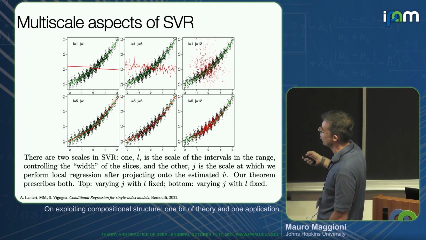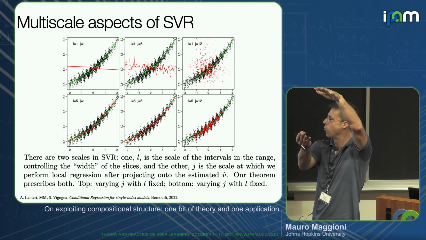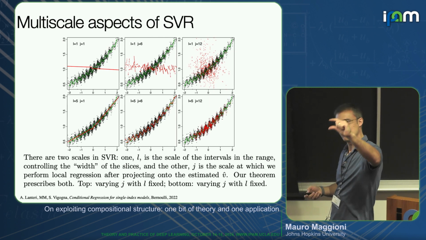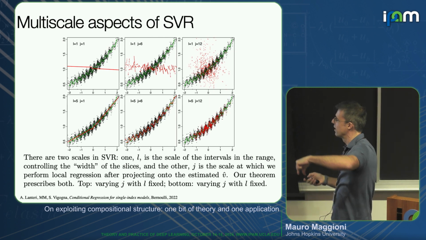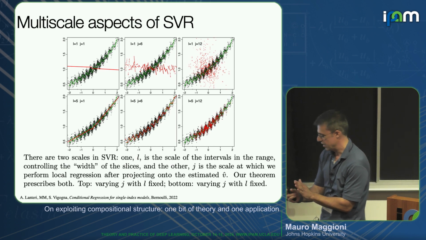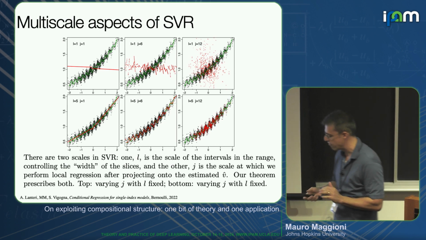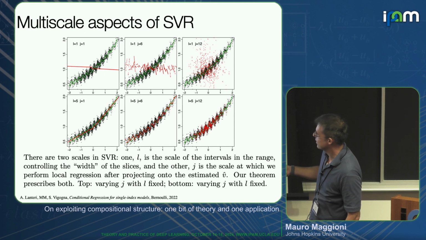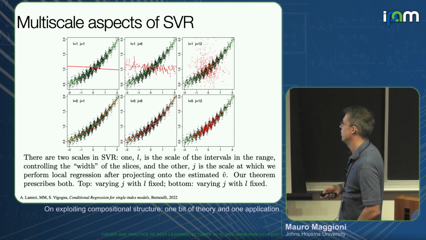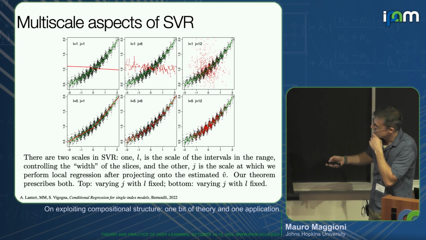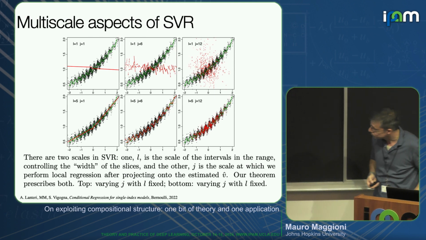So in the first row, we chose slices in Y which are too thick and we just get nothing. And over here, we fix a reasonable size of the slices in Y, and we change J, which is the scale of the little intervals in which we do regression after projecting onto the line. And of course, if those bins are too large, we get an over-smooth fit to the curve. If they're too small, we get a noisy version, and there is something which is just right. Yeah?